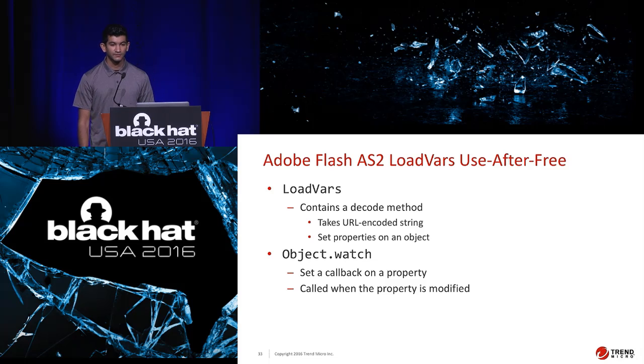The second Flash vulnerability and the last part of the userland chain is in the handling of the LoadVars object. It's a use after free and also in ActionScript 2. LoadVars contains a decode method, which is used to take URL encoded strings and use that to set properties on an object. So if you have a string that says A equals 1, ampersand B equals 2, and you apply it on an object, it'll set it so that object.A is 1 and object.B is 2.